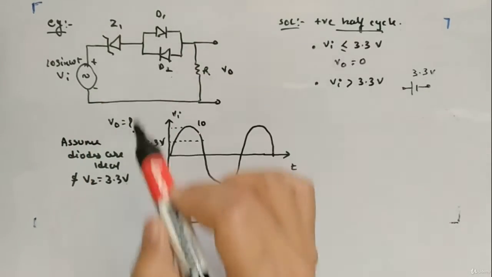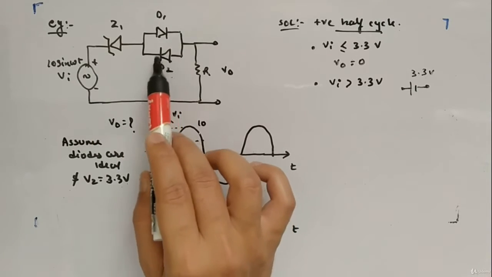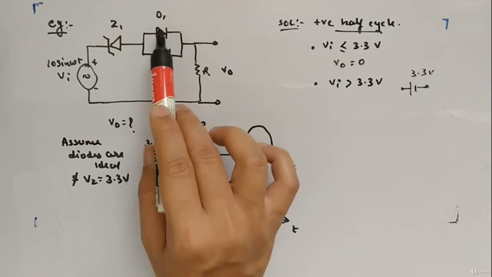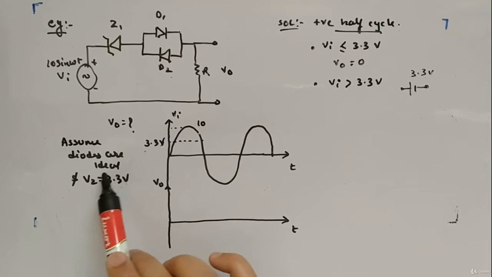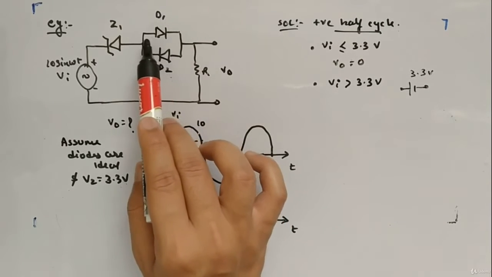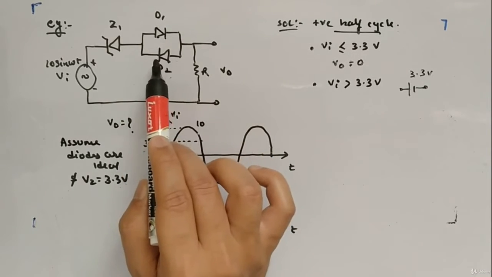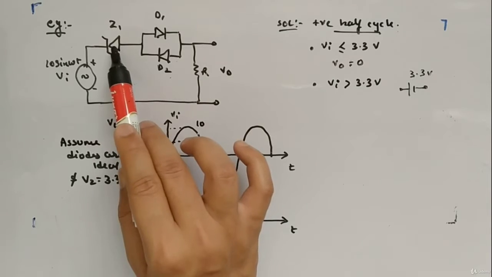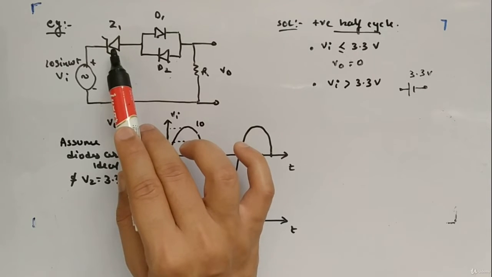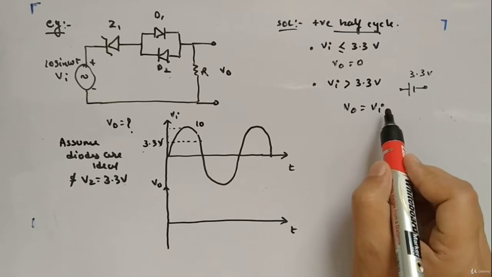So now this is done. What will happen to these guys? Since it is in positive half cycle, this will be reverse bias and this will be forward bias, and it is ideal, so there will be no 0.7 volt. So it will behave as a short, and this will behave as an open, since they are in positive half cycle, and this is adding 3.3 volt.